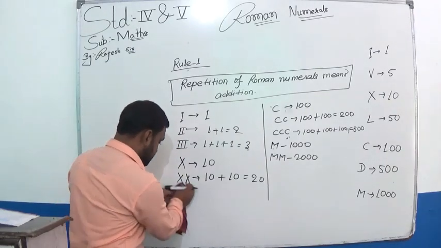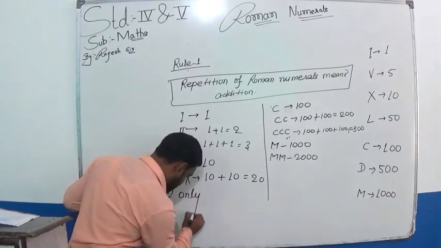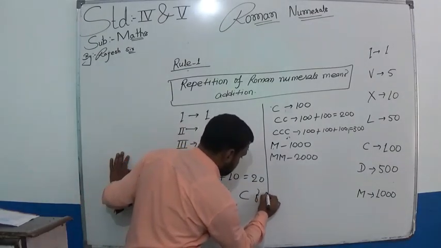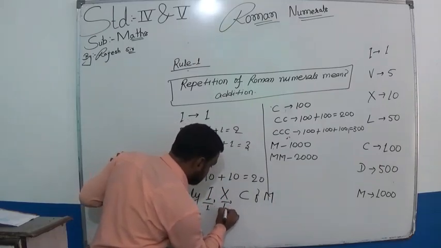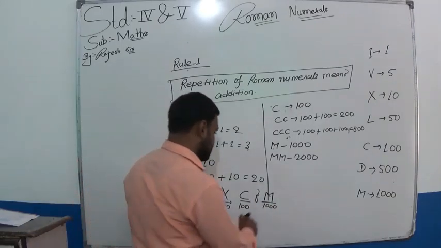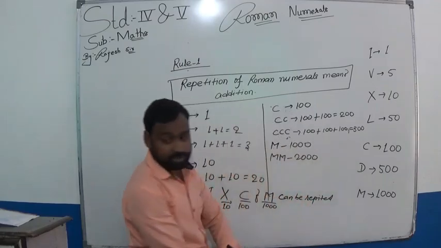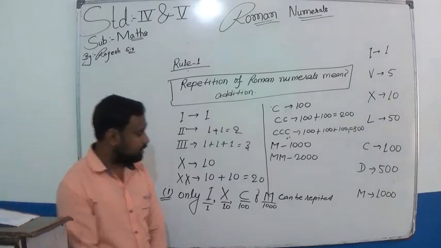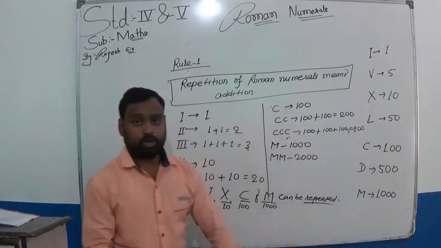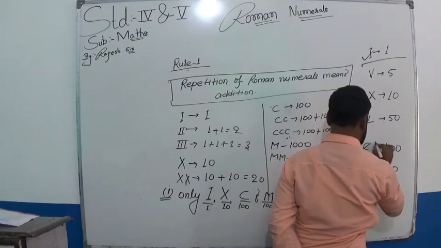Okay. First one, caution number 1. It says only 1, 10, 100 and 1000 can be repeated. This I, X, C and M can be repeated.